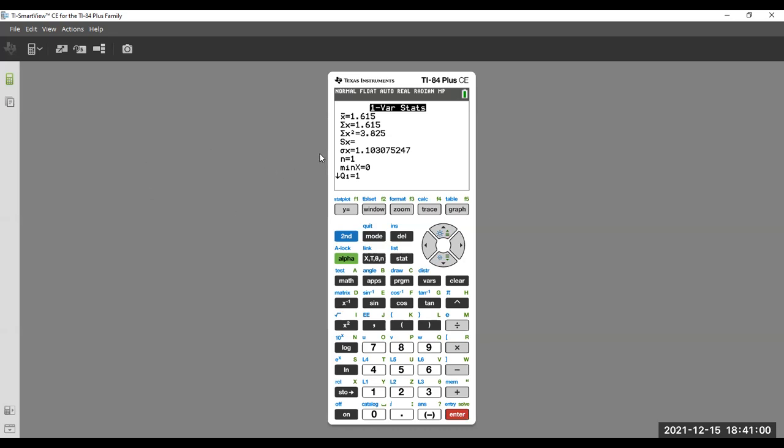And I will note that the S is empty and I only see the sigma. That is because my calculator knows I am working with a probability distribution. So let me stop my sharing here and jump back to the slideshow.